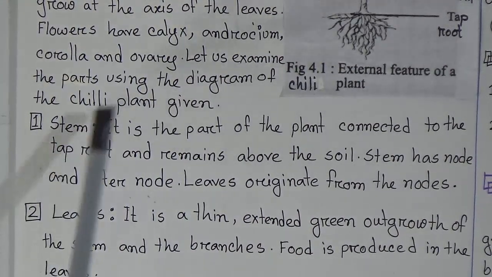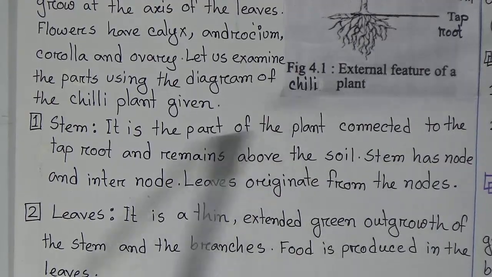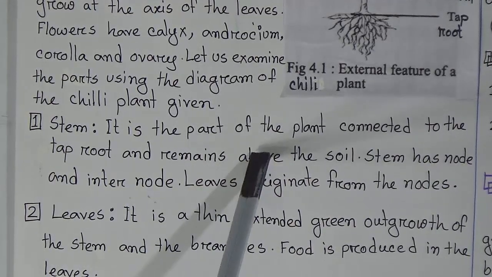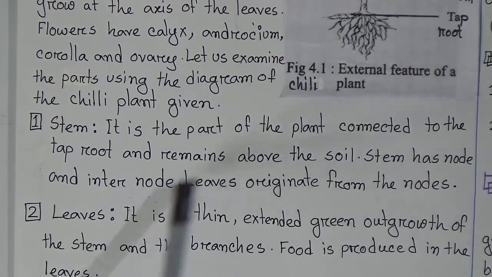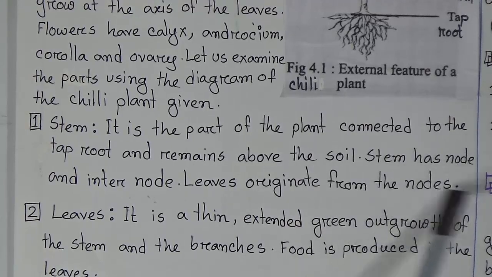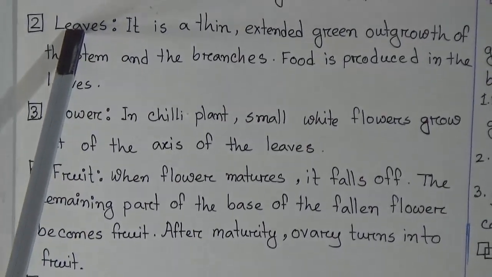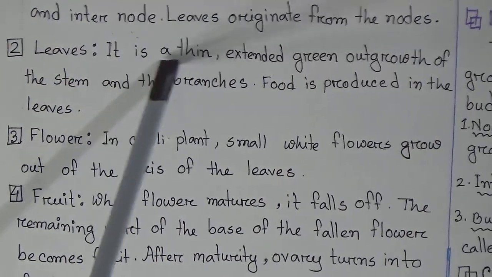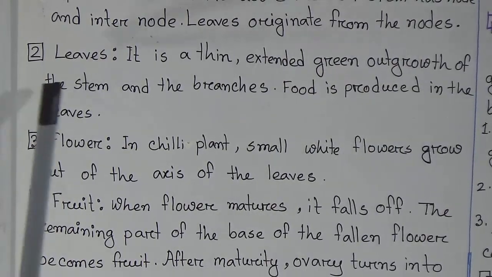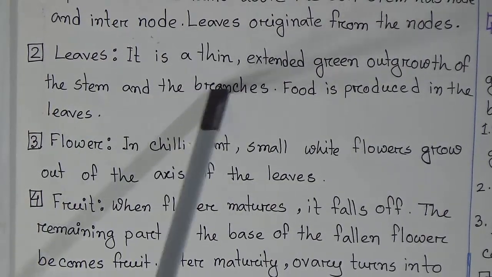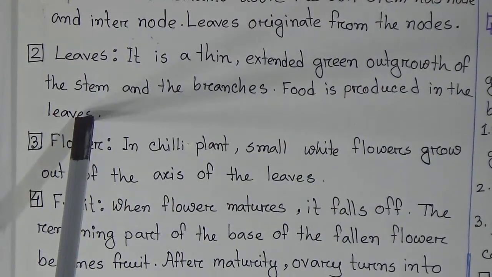First part is stem. It is the part of the plant connected to the taproot and remains above the soil. Stem has node and internode. Leaves originate from the nodes. Next part of the shoot is leaves. It is a thin extended green outgrowth of the stem and the branches. Food is produced in the leaves.